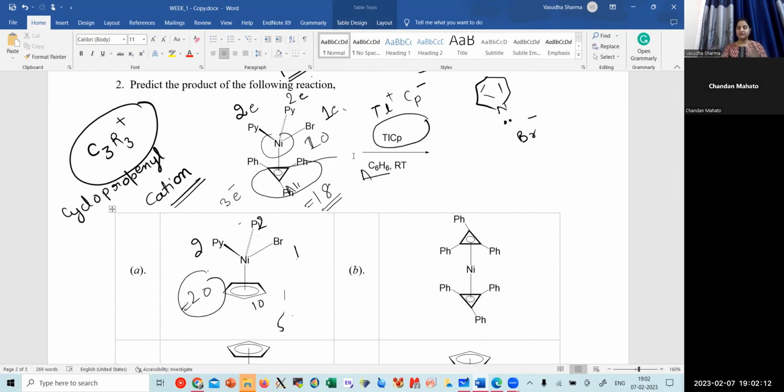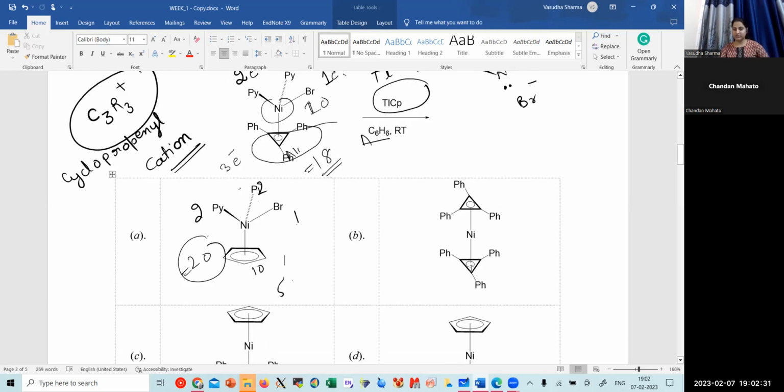The other way is to look into the insights of this, particularly when cyclopentadiene with 5 electrons is coming into the picture. If it is coming with 5 electrons, what could be the possibility to replace the other 5 which is already present over there? So you have to understand that and calculate the number of electrons to get the product answer.